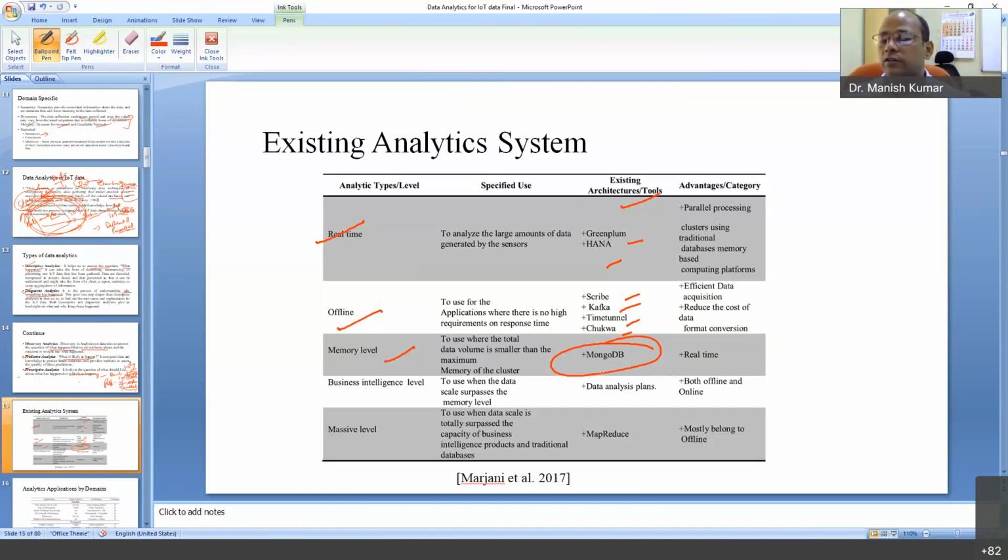Then we have the business intelligence level, which talks about some data analysis plans. As far as the massive level is concerned, obviously when you talk about a large amount of data, or big data, to be analyzed, it is done by implementing a distributed framework and parallel processing. So MapReduce is always part of it, and now Spark has a significant role in this also.